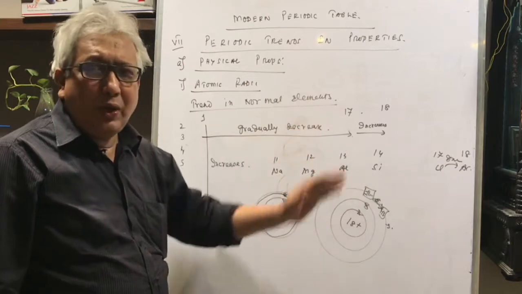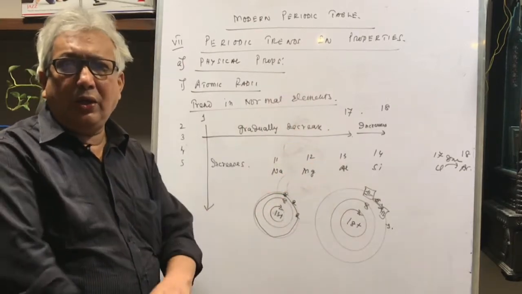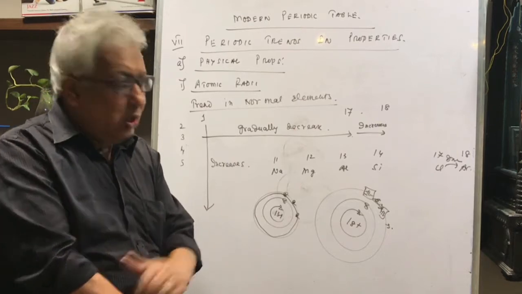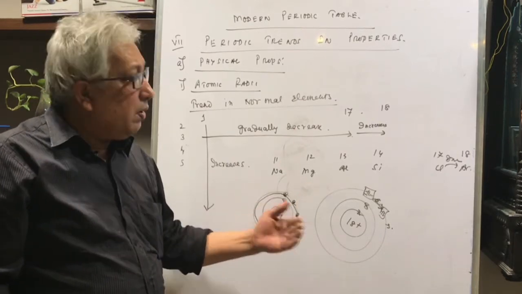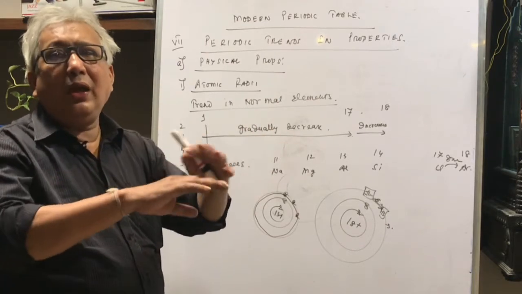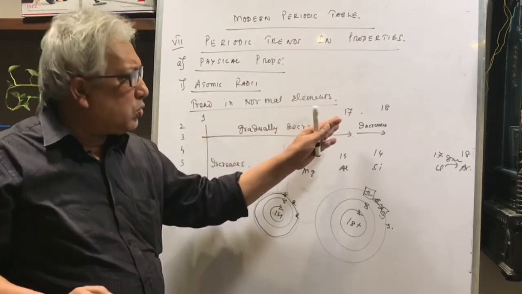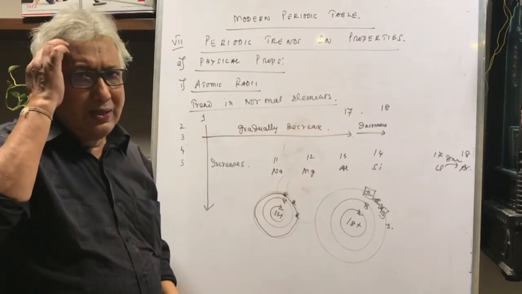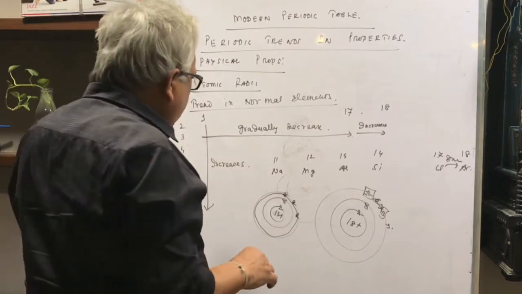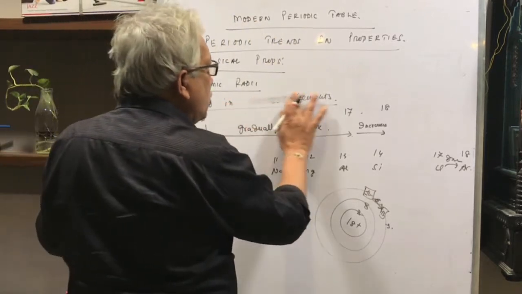But from 17 to 18, the atomic radius again increases, because in group 18 the nuclear charge is increased indeed, but in the outermost shell the electrons are paired up, and paired up electrons give extra repulsion, and therefore there is slight expansion of the outermost shell, and therefore the atomic size increases. Is it okay? Now let's see what the trend is in transition elements.